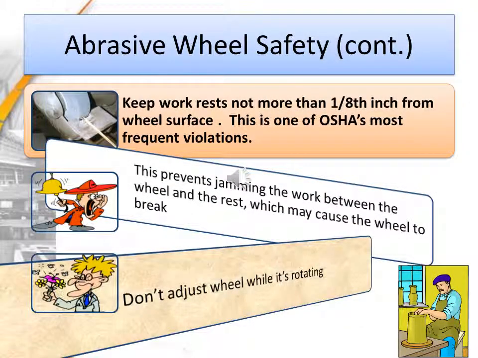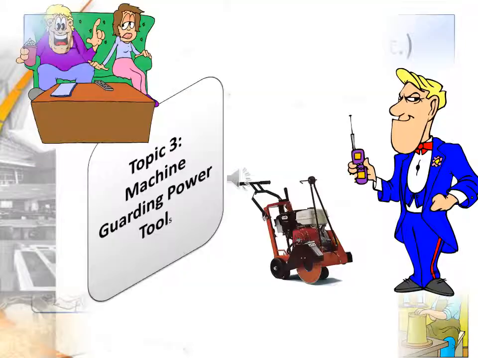Keep the work rest not more than 1/8 of an inch from the wheel surface. This is one of OSHA's frequently violated standards. This prevents jamming the work between the wheel and the rest, which may cause the wheel to break. Don't adjust the wheel while it's rotating.